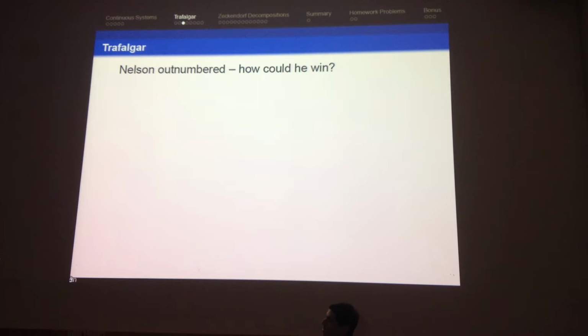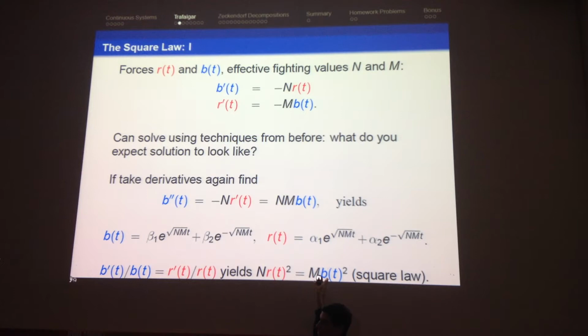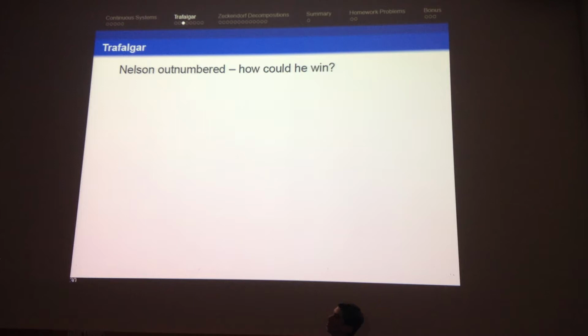How could he win? Well, we just talked a moment ago about effective fighting. Now again, I'll make the unreasonable assumption that the British effectiveness is the same as the blue effectiveness. This is not a reasonable assumption during the Napoleonic Wars. But what this is telling you is that if they are equal, the square of one being equal to the square of the other is what you need for parity. So any thoughts as to how Nelson, when he's outnumbered, could still win?